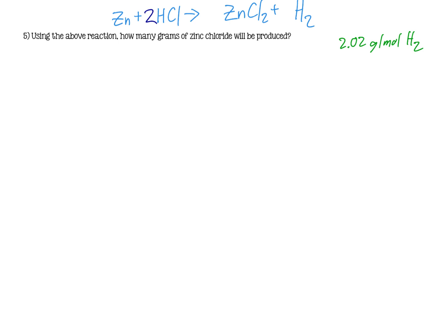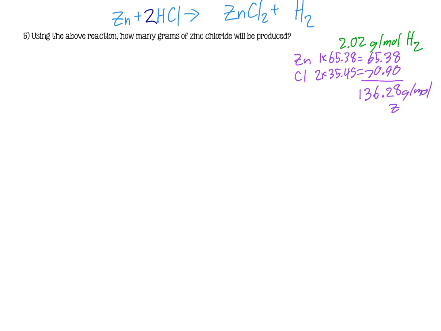Using the above reaction, how many grams of zinc chloride will be produced? Well, first of all, we already know our balanced equation as well as the molar mass of hydrogen. That means that we can go ahead and find the molar mass of zinc chloride by taking 1 zinc atom with a mass of 65.38 and 2 chlorine atoms, each with a mass of 35.45, giving us a total of 70.90 for chlorine, and then add those together to get the molar mass of zinc chloride, which is 136.28 grams per mole.